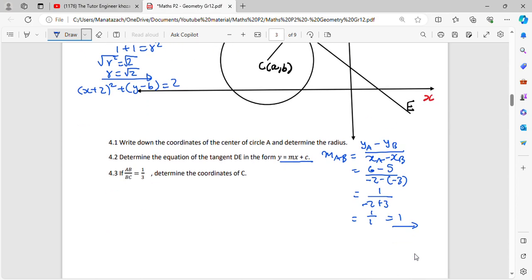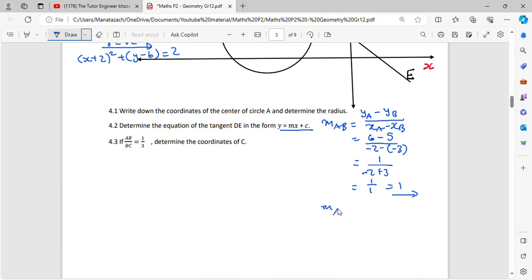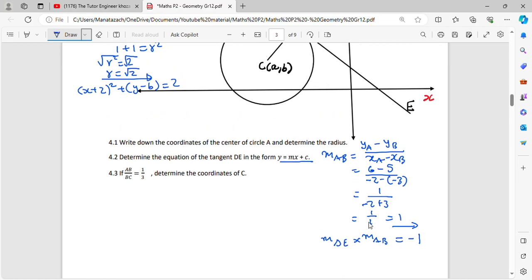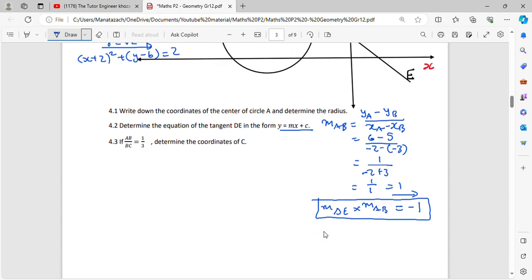Let's find the gradient for DE. Since DE is perpendicular to AB, there is a rule that when two lines are perpendicular, their gradients multiply to give -1. So this is always true. We're going to use this rule to calculate the gradient for DE. We've already worked out the gradient for AB, that is 1, right? So which means the gradient for DE is going to be minus 1.